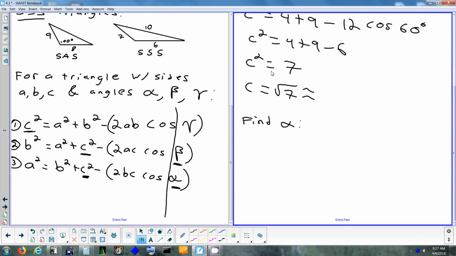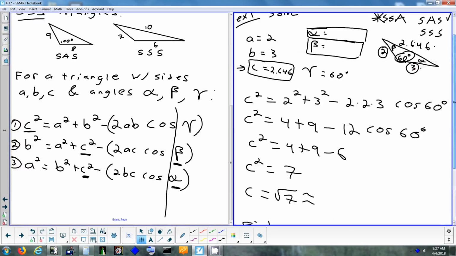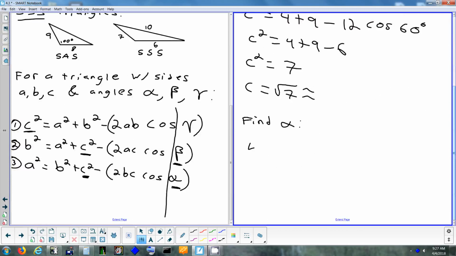A squared equals b squared plus c squared. So a squared, and I'm going to do it as I go. So a squared is 4. Can someone remind me, what was b? 3. So a squared equals b squared plus c squared. Well, I've got c squared right here. C squared is 7. I got that from the work in the previous step.